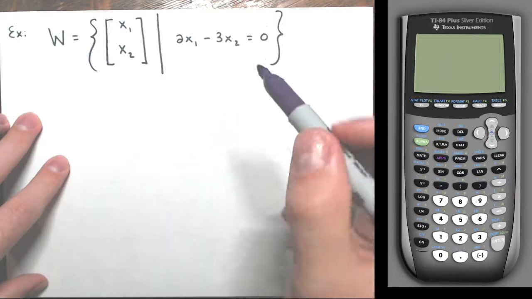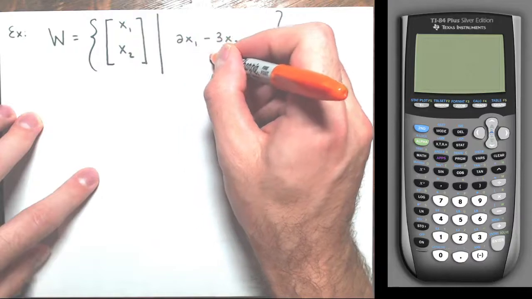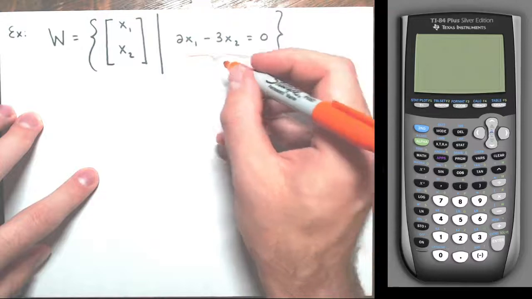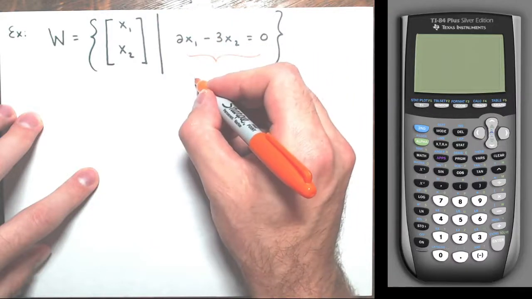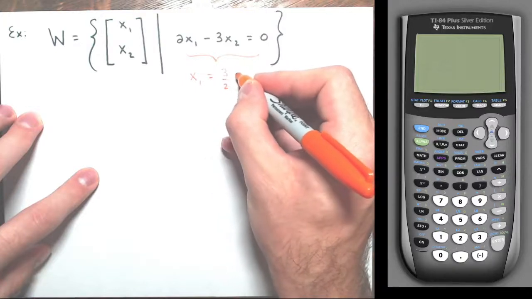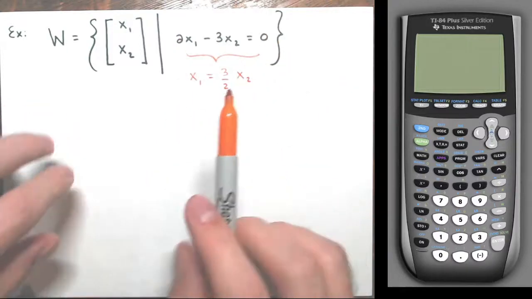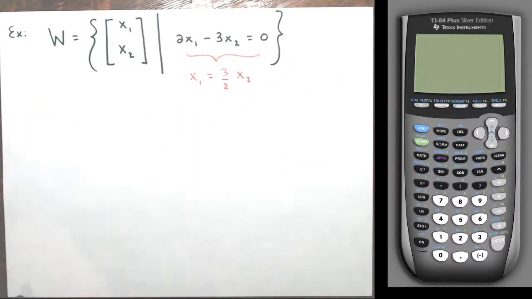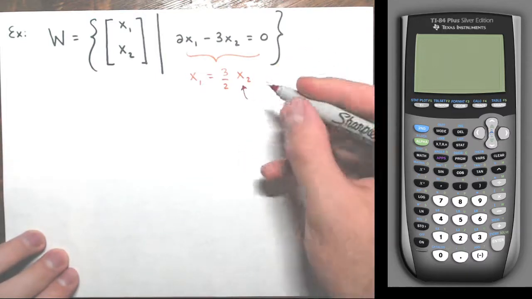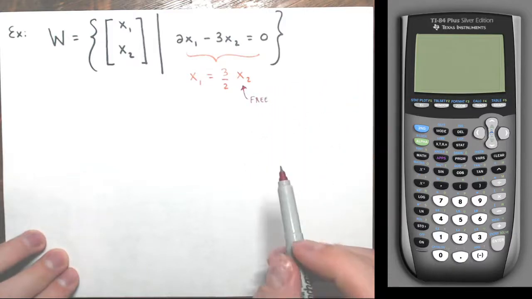Okay. And as I was mentioning before, if we take this equation that defines the space and solve it for one of the variables, let's say I solve for x1. Say x1 would have to be equal to 3 halves x2, wouldn't it? I would add 3x2, then divide by 2. So this variable x2, I could say, was free. I know we're not setting up a matrix or anything and finding pivots and whatnot. I'm just calling it free because I can let it be whatever I want.